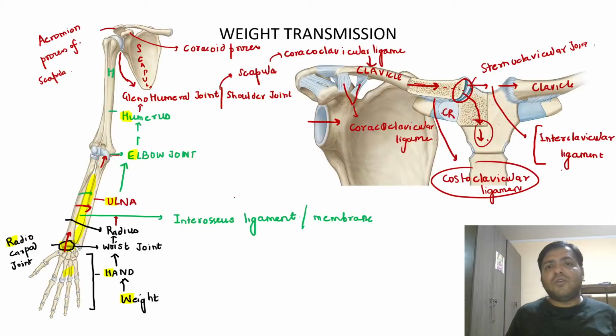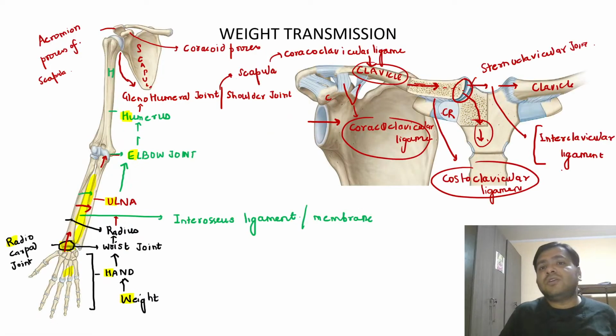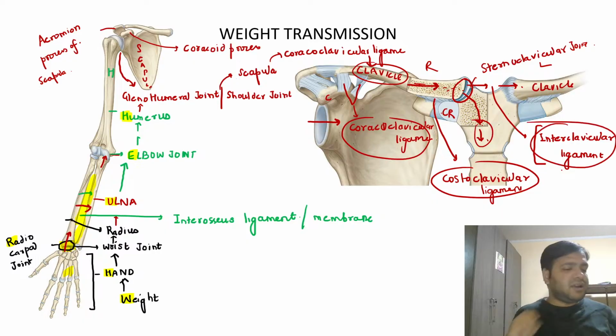The coracoclavicular ligament we have already discussed: it goes from the coracoid process to the clavicle, and yes, it helps in weight transmission. It is also correct. Interclavicular ligament means there are two clavicles, the right and the left, and this ligament is also responsible.